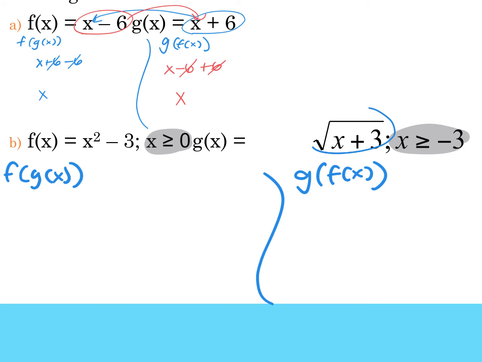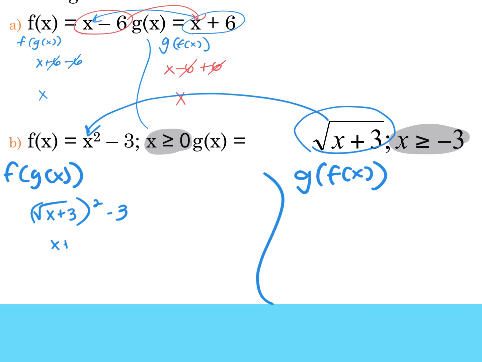So the g of x is going to get plugged into the f of x. And I'd get the square root of x plus 3, squared, minus 3. What happens when you square root? It goes away. I get x plus 3 minus 3. These cancel, and I get x. So far, so good.